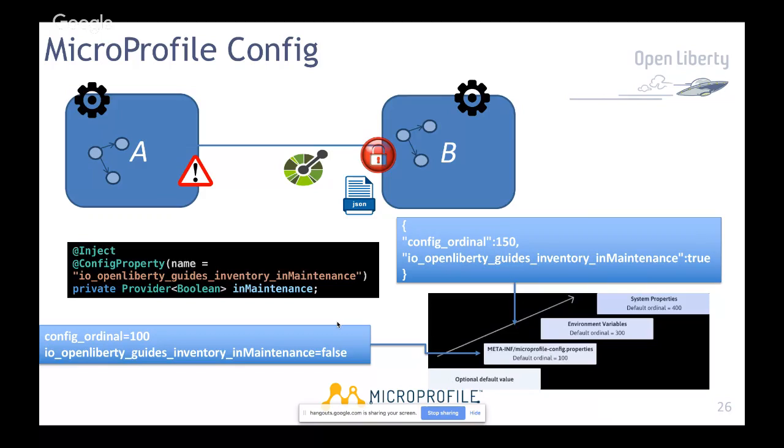In this example here, you can see io.openliberty.guides.inventory.inMaintenance exists in the MicroProfile config properties, and you can also create a custom config source and give it a priority of 150. Then in your code, you can directly inject io.openliberty.guides.inventory.inMaintenance into your code. In this example, because this has a higher ordinal, the true value will be injected into the application. So this is config.